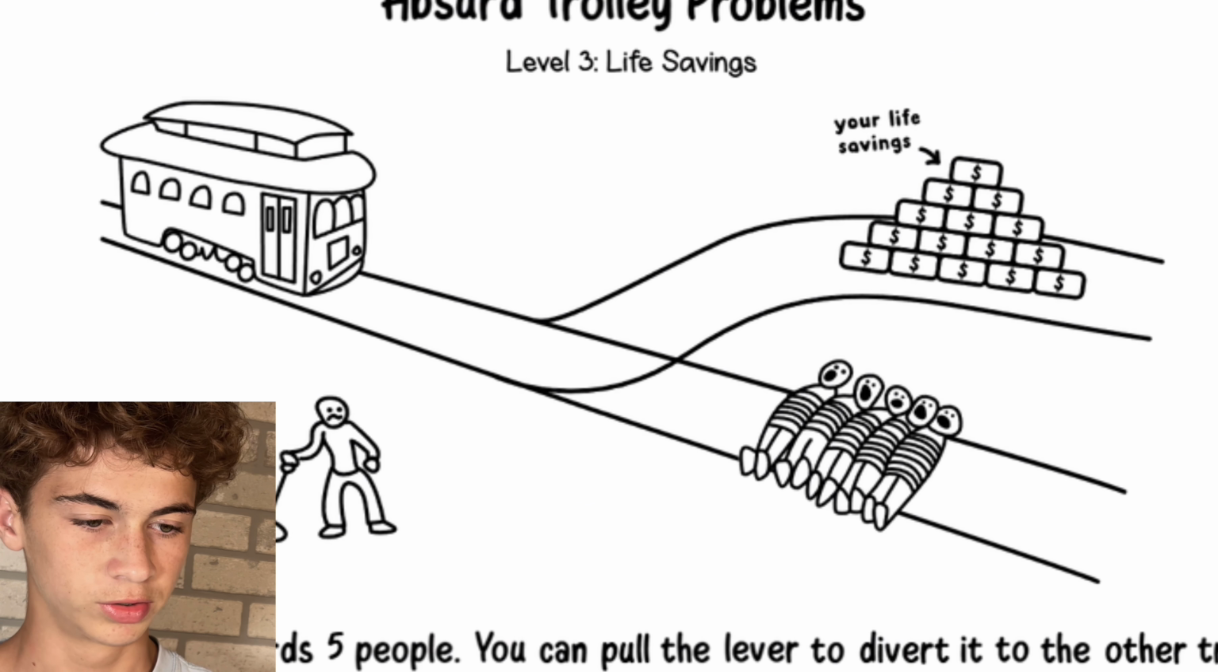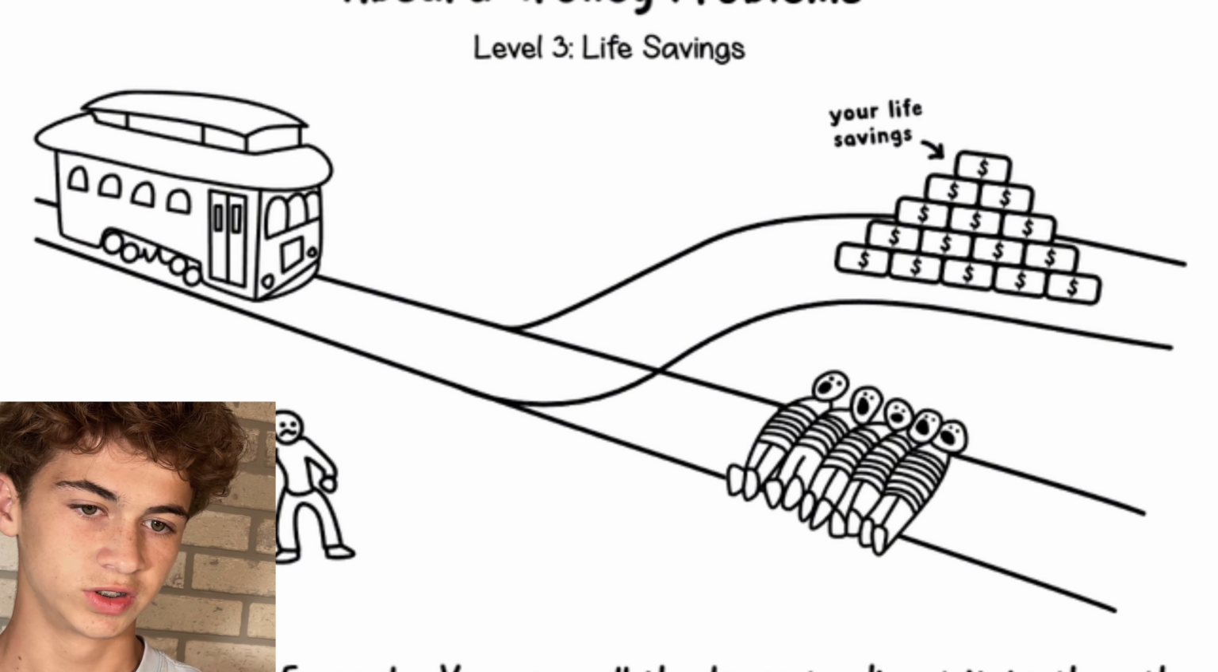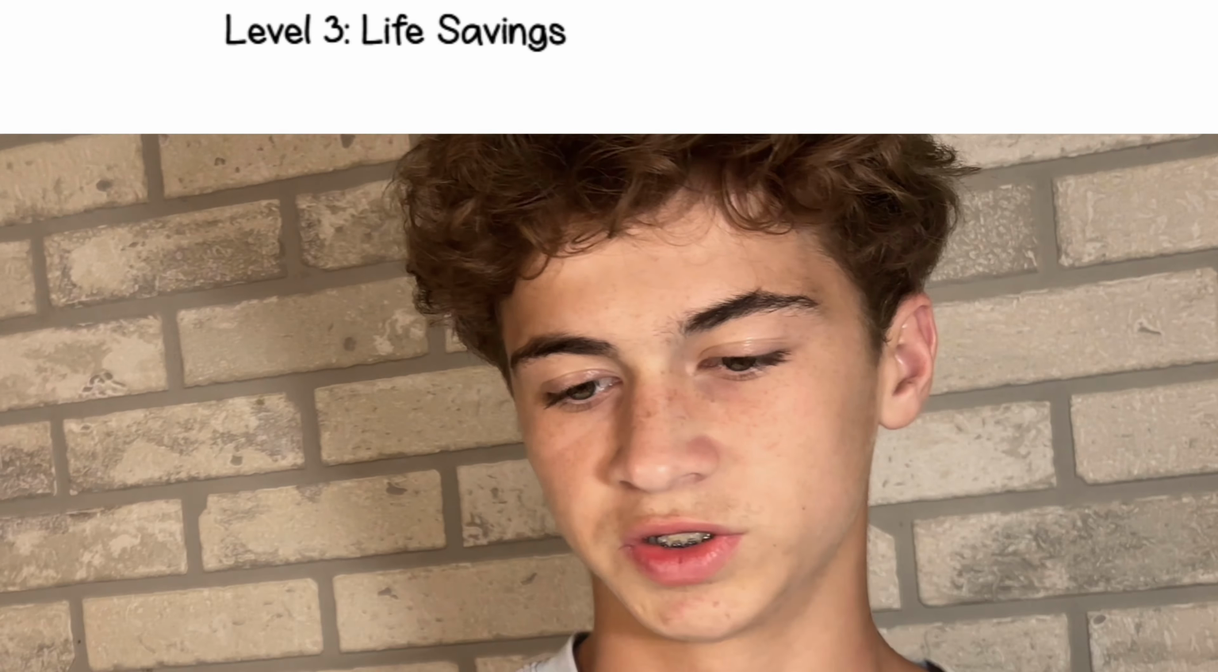You guys aren't smart. A trolley's heading towards 5 people. You can pull it to divert it to the other track, but then your life savings will be destroyed. My life savings is not enough to make up for these 5 people's lives. So we're gonna destroy the life savings because I'm such a good guy.